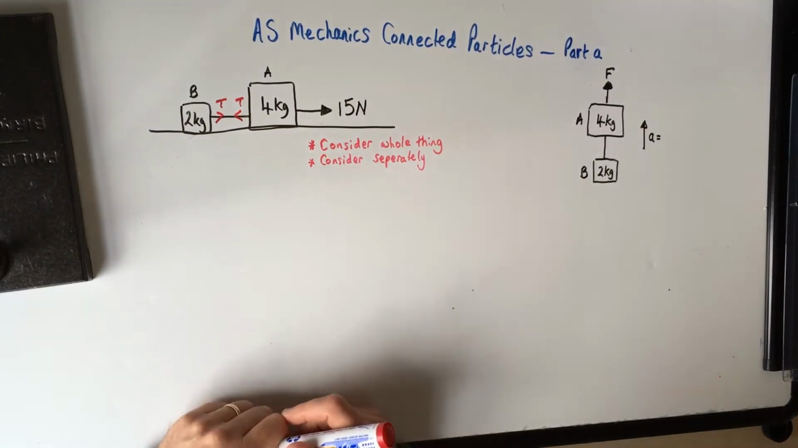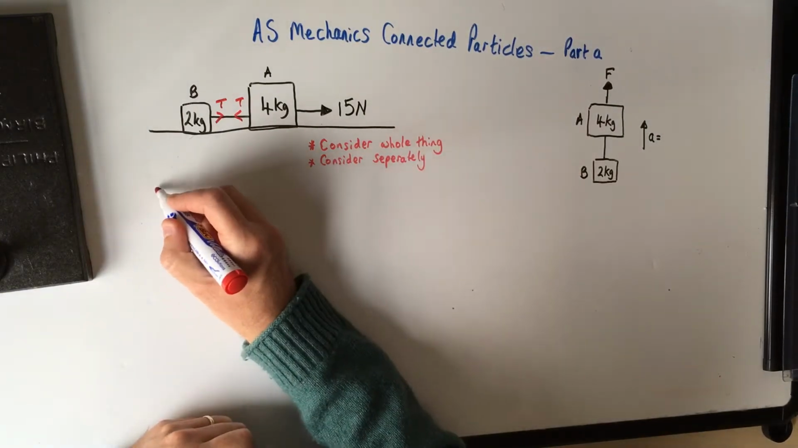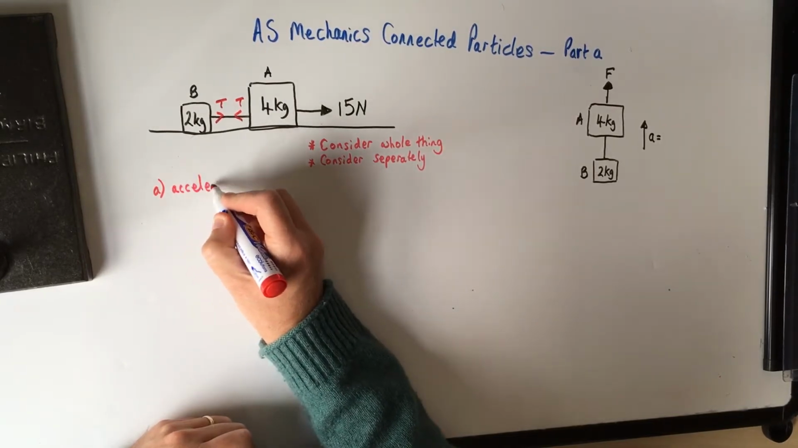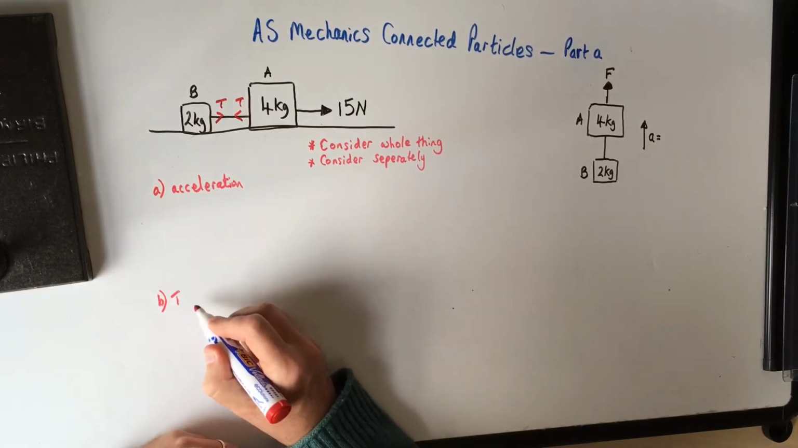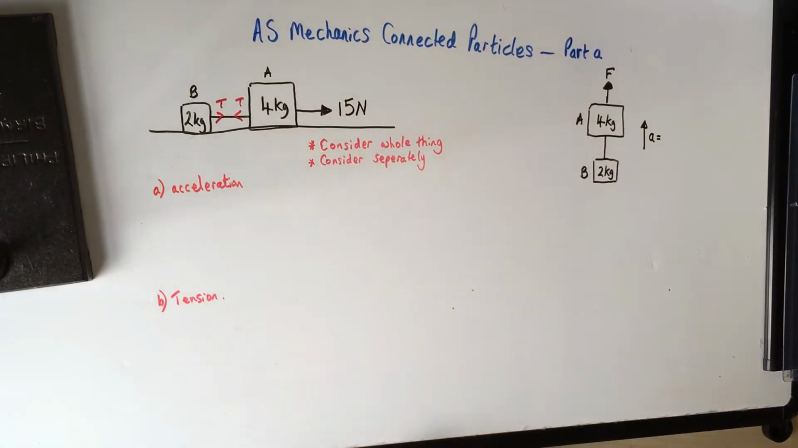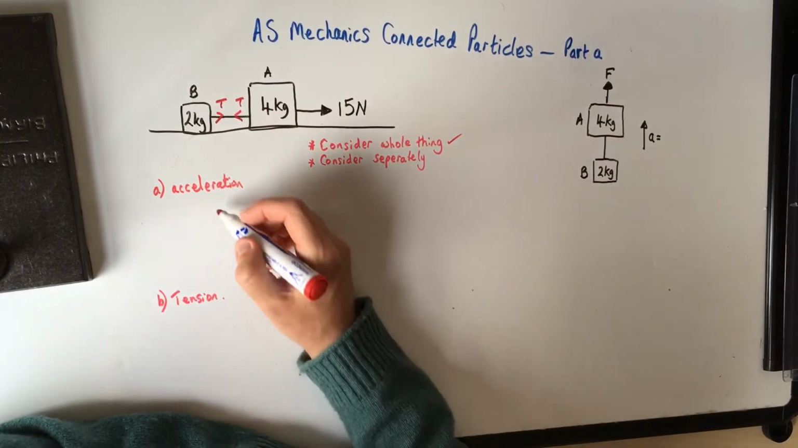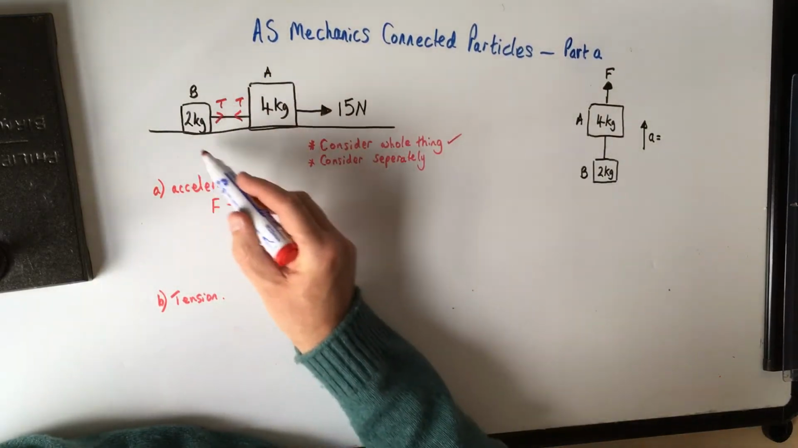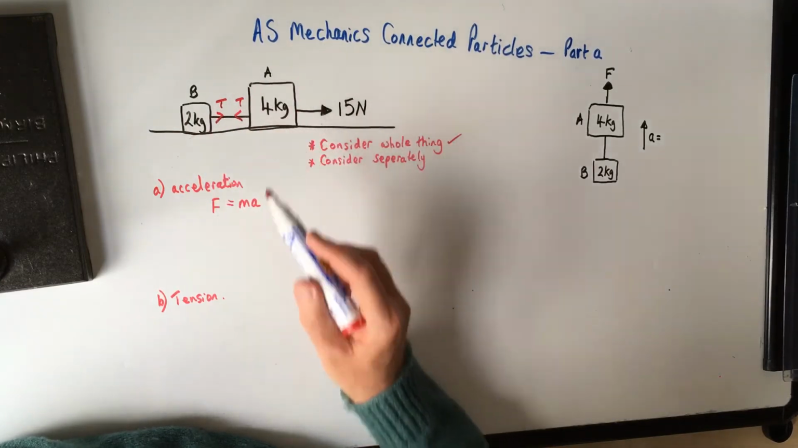So let's do this one then. In this question, we're going to find out A, the acceleration, and B, the tension that would be in that string. Okay, so for the acceleration, we're going to first of all consider the whole thing. We're going to apply F equals ma. And by considering the whole thing, of course, this 50 newtons is pulling 6 kilograms.